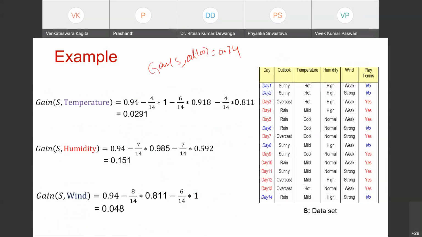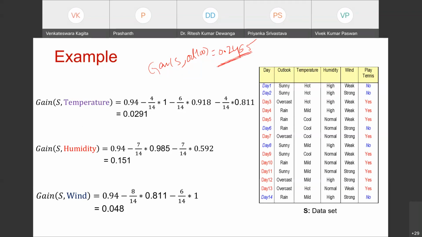Okay, 65. Now you tell me which is the best attribute: outlook, temperature, humidity, or wind? Outlook. Outlook is the best attribute because it is reducing the impurity more, so the gain is more. So we select the attribute with the maximum gain. Right? So we selected the root attribute as the outlook. So the root condition is based on the outlook attribute.